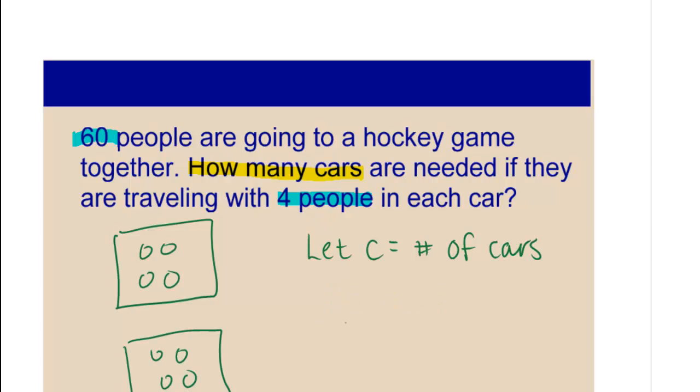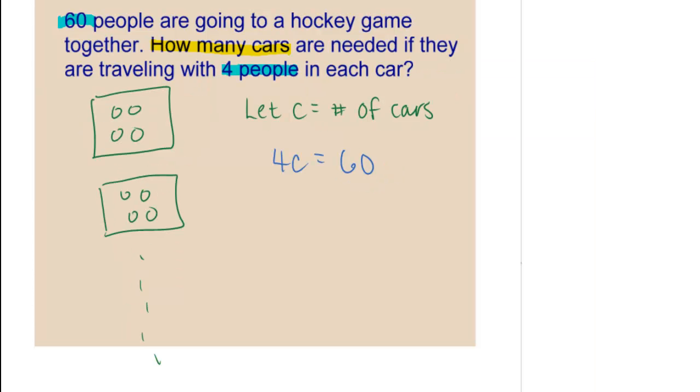We don't want to set this equation up as C equals 60 divided by 4 because we're just showing the arithmetic there. We're not really setting up an equation. So some kind of operation should be happening with your variable. So we're going to say 4 times C equals 60. Next, we're going to solve by multiplying by the reciprocal on both sides. So we multiply by 1/4, and this ends up being a pretty easy problem. And C equals 15 cars.